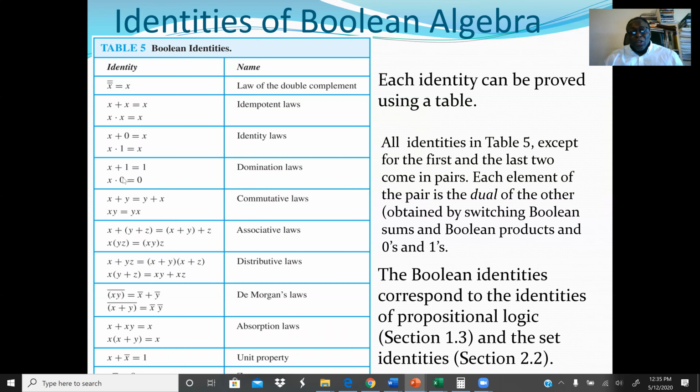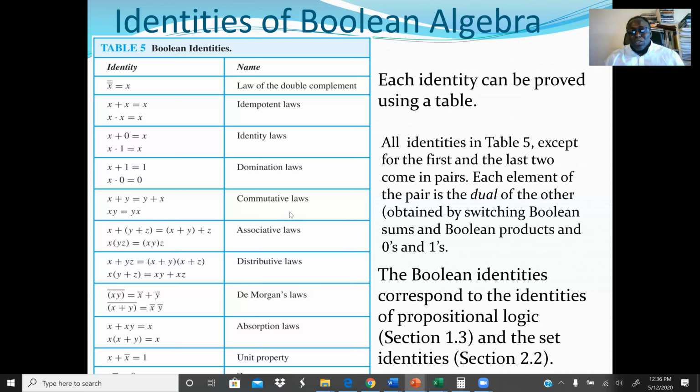Now the commutative law is changing the variable position. So if I have X plus Y, it's the same as saying Y plus X. Or if I have X times Y, it's the same as saying Y times X. It's just changing the variable position.